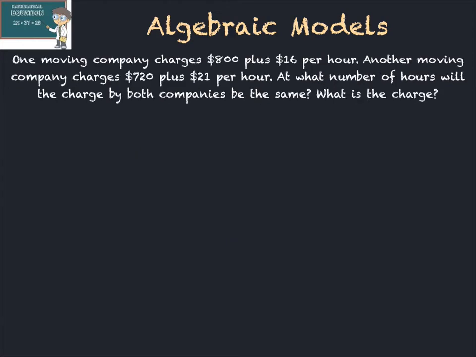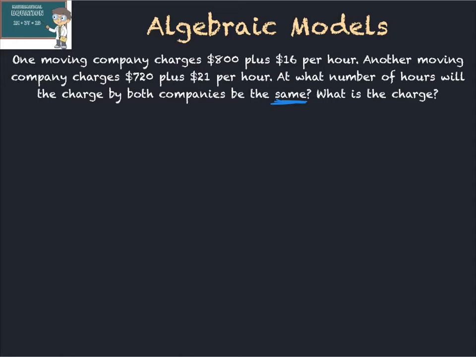So the last problem for this video, it says one moving company charges $800 plus $16 per hour. Another moving company charges $720 plus $20 per hour. At what number of hours will the charge by both companies be the same? So this time we don't have is, but we do have the same.